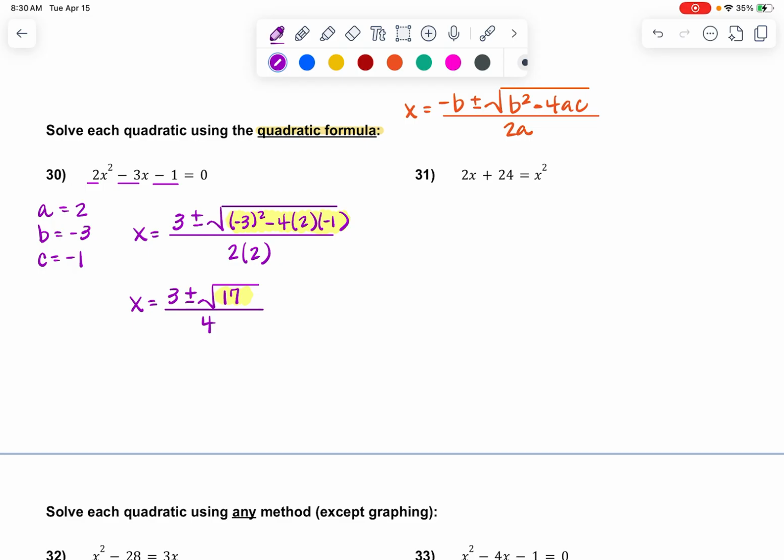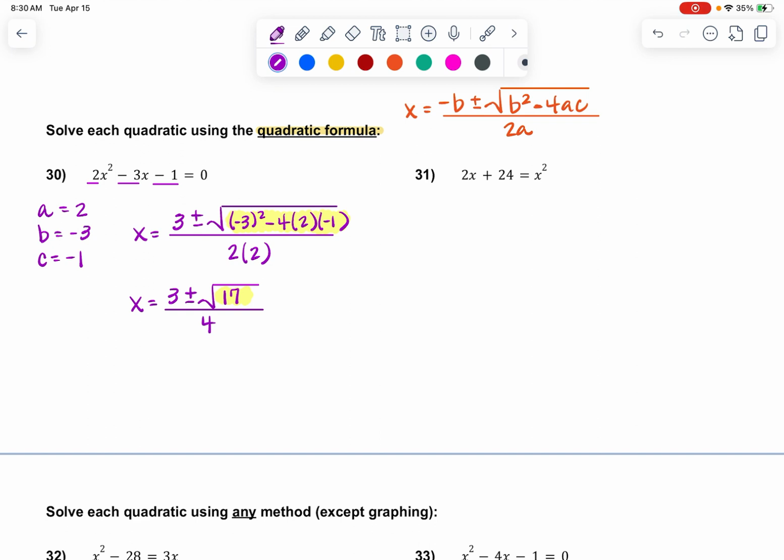Now your third step is to simplify the radical if you can. If it's a perfect square, great. If it's not a perfect square, then you kind of want to do a factor tree on the side and see if you can simplify the radical. But 17 is a prime number, right? Remember, only 1 and 17 multiply to give us that. So 17 is prime, which means it cannot be simplified.